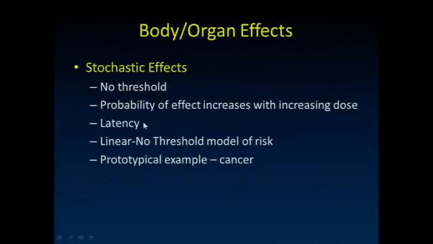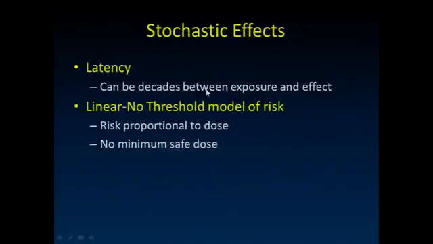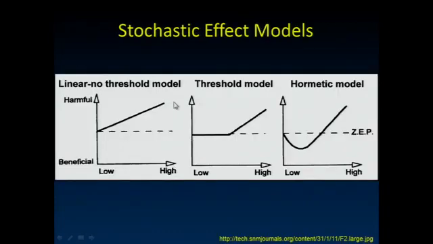There's a latency period, a period of time between when that radiation occurred and when these things manifest themselves. And we use a linear no threshold model of risk to do that. I'm going to show you an example of that. And by the way, that model, frankly, is probably not correct, but it's probably the most prudent model for us to work with in the absence of better knowledge than we have. The prototypic example is cancer, although some of the genetic effects we could also include in that. I think I mentioned all of that already. The latency can be decades, and we talked about this linear no threshold model. So risk is proportional to dose, and there's no minimum safe dose, linear and no threshold. And here's that model. So here's our linear no threshold model.